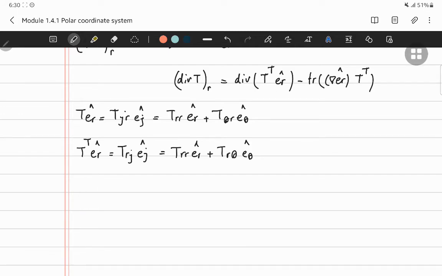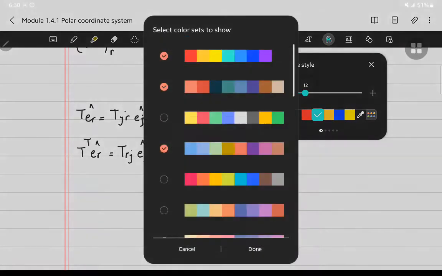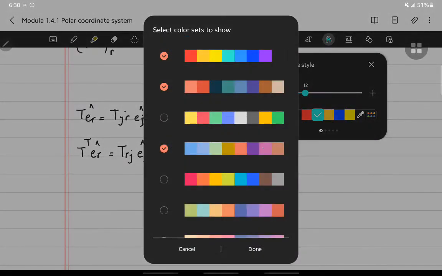So next, first, maybe it's a good idea just to use this color here, and next, use another color, like, I don't know, maybe purple.